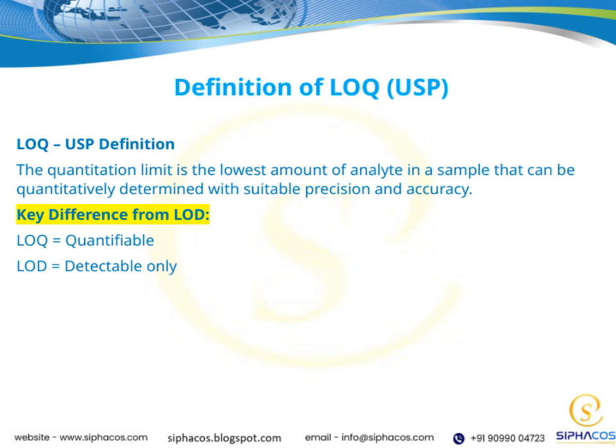In practical terms, if we detect an analyte at or above the LOQ, we can confidently state how much is present. But if it's only above the LOD, we know it's there, yet we can't accurately determine the amount. This distinction is crucial in ensuring the reliability of our analytical results and maintaining quality in our testing processes.